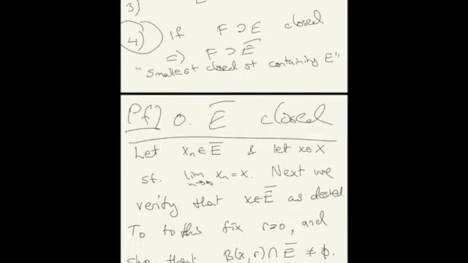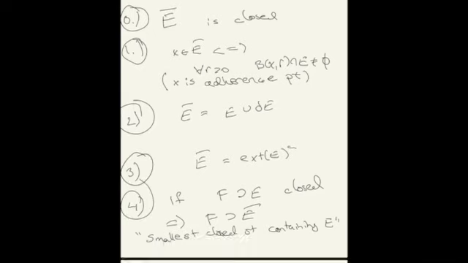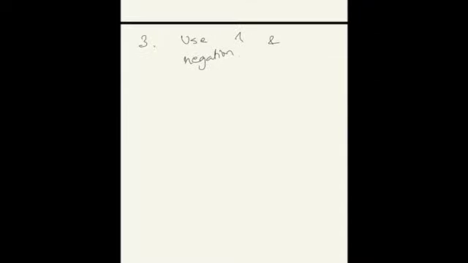Okay. So we did this one. This was the definition. 2 we did. And I want to say something about 3 and 4. 2 we didn't completely prove, but 3 and 4, let's say a little bit about.